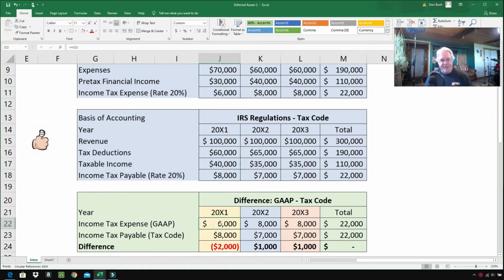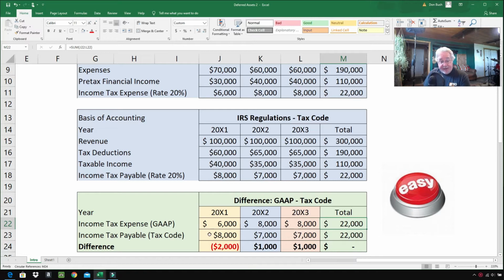The income tax expense is $6,000, got it right off the top chart, $6,000. The income tax expense for 2002 is $8,000, got it off the top chart, and so on and so forth. The grand total is $22,000. And the income tax payable according to the tax forms is $8,000. I just got it off the chart here, $8,000. $7,000, got it off of this chart here, $7,000, and the same thing for 2003, and it all adds up to $22,000.